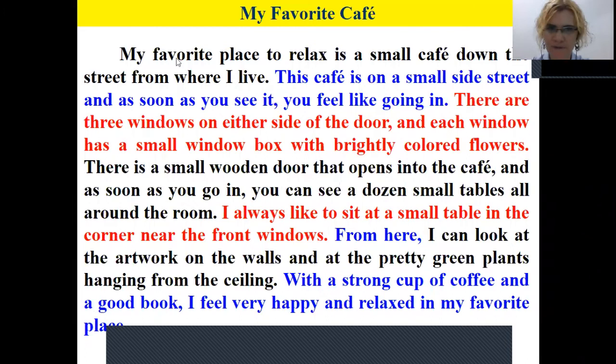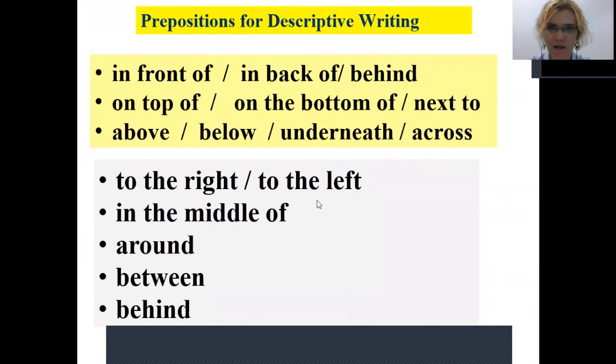Here you have the same thing, topic sentence, and then it shows. You can read through this yourself. These are examples, right? Now, prepositions for descriptive writing are important. Now, if you're talking about a place, you want to use prepositions: in front of, in the back, behind, on top. Those are prepositions of place. Yeah, to the right, to the left, around, between.